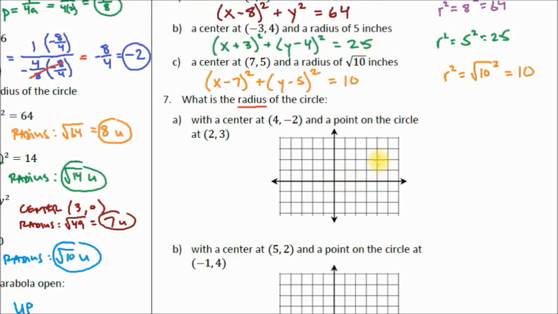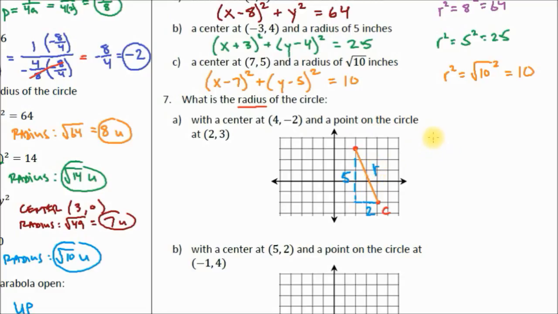1, 2, 3, 4, -2. That is our center. And then 1, 2, 3. There is a point on the circle. Let's go ahead and draw a line segment between those two. And that line segment is our radius. And so now we can use the Pythagorean theorem to find the radius. Make a right triangle. 1, 2, 3, 4, 5. This leg is 5. This leg is 2. And I know the radius is the length of the hypotenuse.